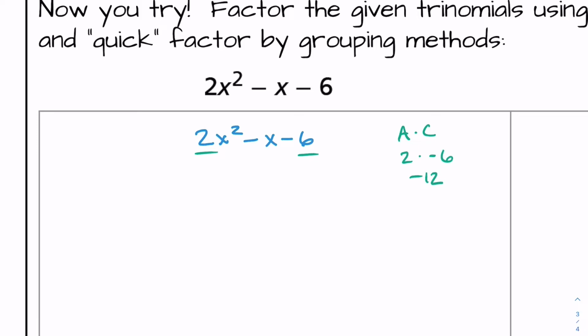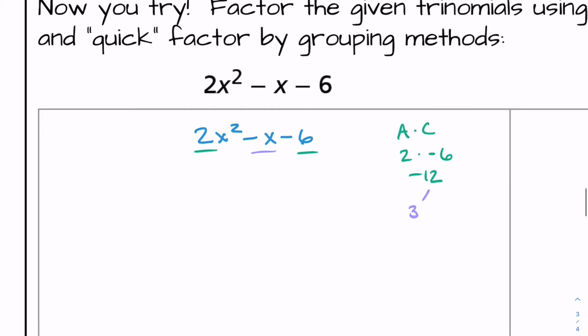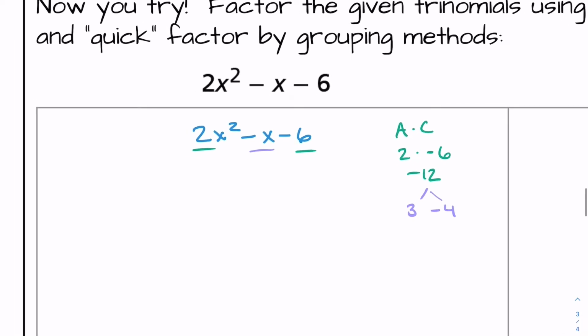Now I need factors to add up to a negative 1 here. So I'm breaking into, how about 3 and negative 4? That will work out well. So breaking into 2x squared plus 3x minus 4x minus 6. So I'm breaking the negative x into 3x minus 4x, which is your negative 1x. Then we have negative 6.